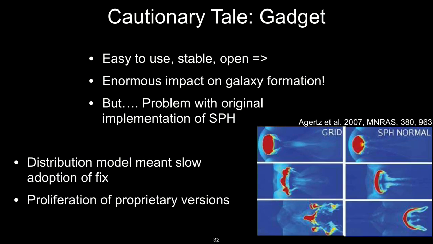But there was a problem with the original implementation of the smoothed particle hydrodynamics. It was basically getting the wrong answer. It should have looked like this, and it looked like this. It was a problem with the artificial viscosity. And this was identified in 2007. And it was a very easy fix. It was literally like 2 lines of code. You just add 2 lines of code, you're fixed, you're fine.